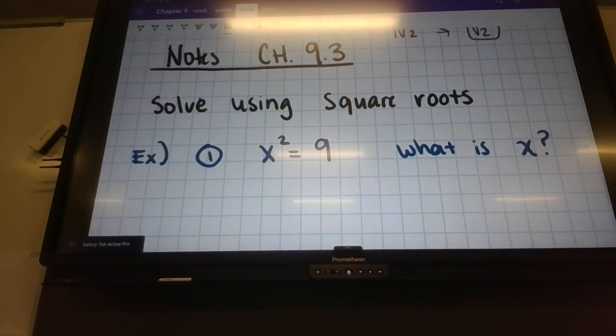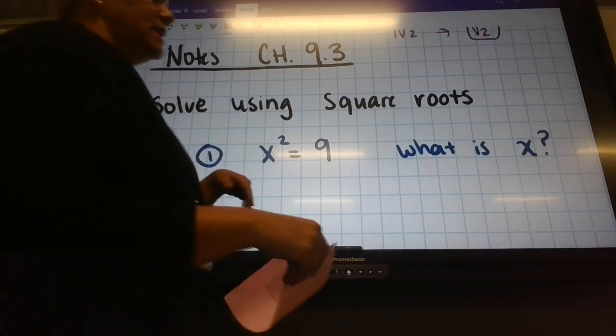All right, the whole purpose of doing that is so that we can solve equations by using square roots. So go ahead and title it Notes, Chapter 9.3.